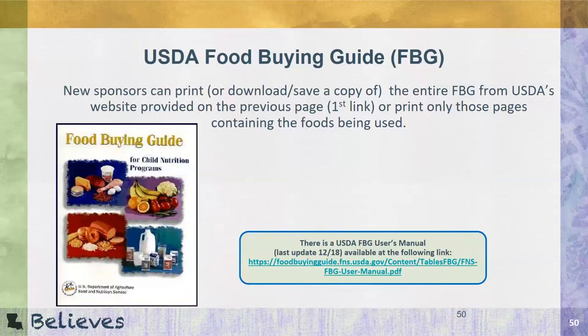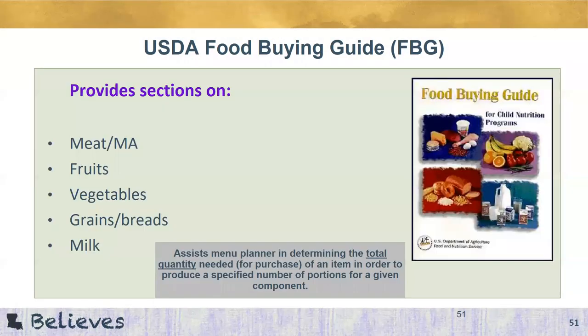As a note, sponsors can access the online food buying guide and print the entire guide, or you can print select pages or sections. It's always a good idea to have a hard copy on hand of the guide in order to use for reference purposes. And it is also a good idea to save a copy of this guide to your computer for easy access.